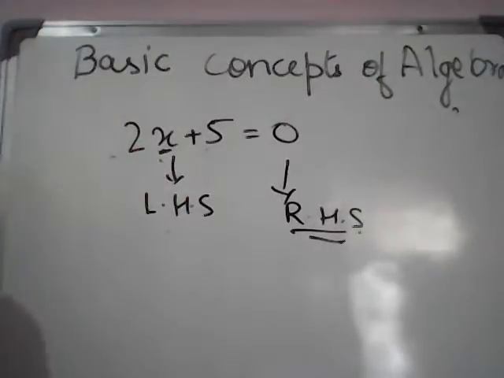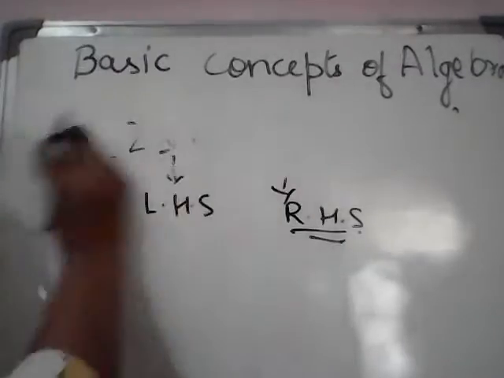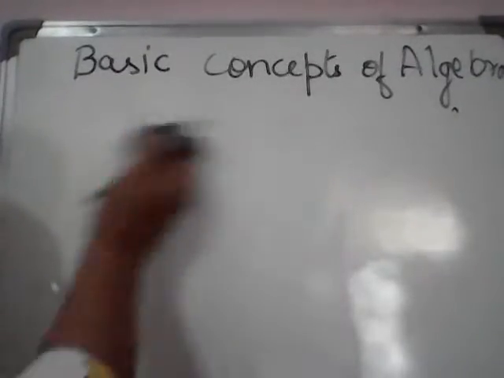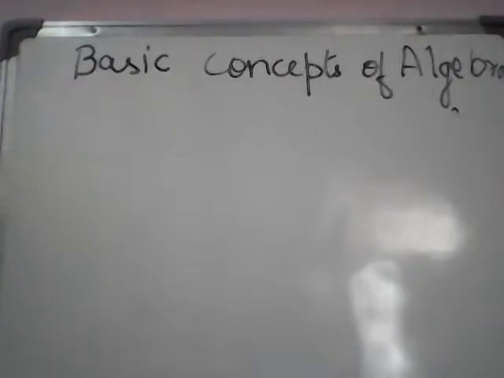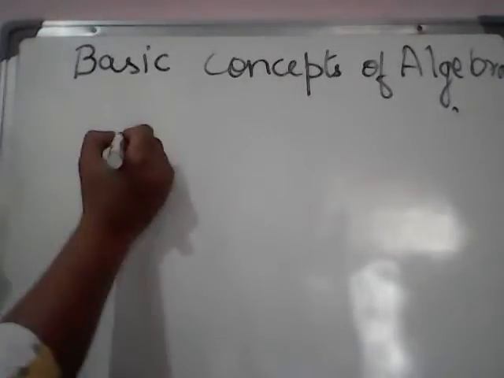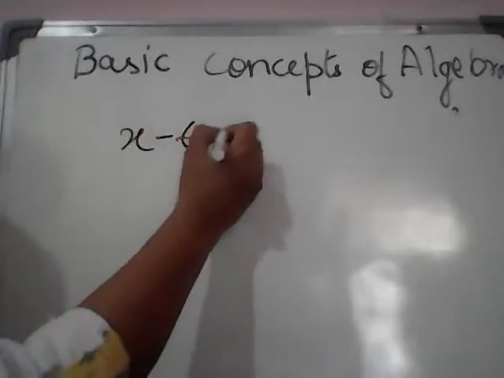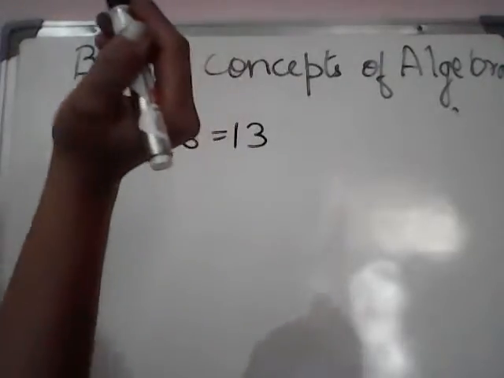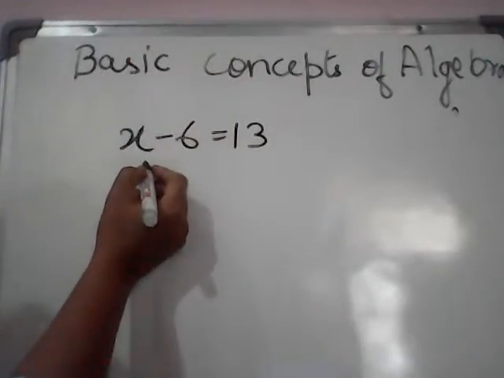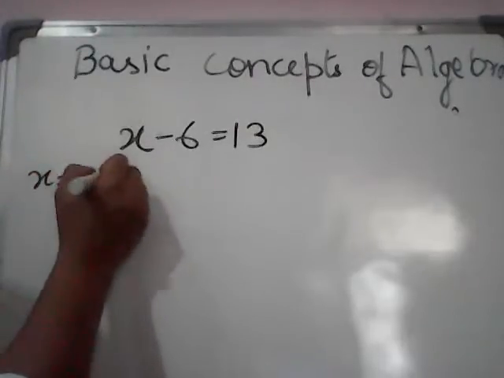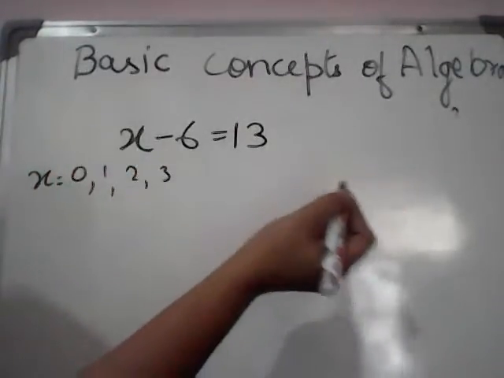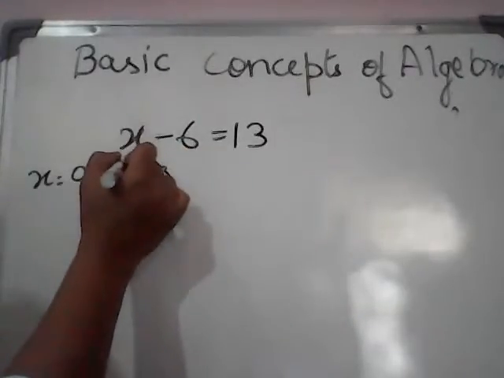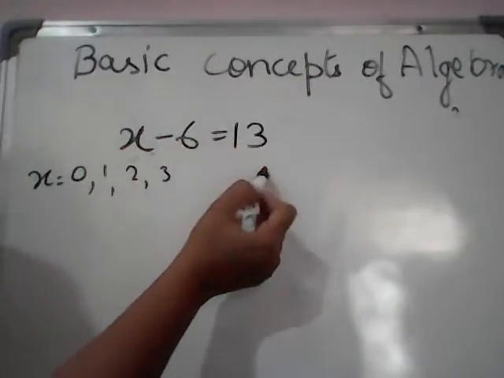So we'll do it by the trial and error method. This is a very simple method. We'll take a few numbers and keep on putting them in again and again, and we'll find whether it is equal to right hand side or not. Suppose we have a very simple equation, x minus 6 is equal to 13. Then what will be the root of this equation? We'll put x is equal to 0, 1, 2, 3 and find out which value of x makes left hand side equal to right hand side.